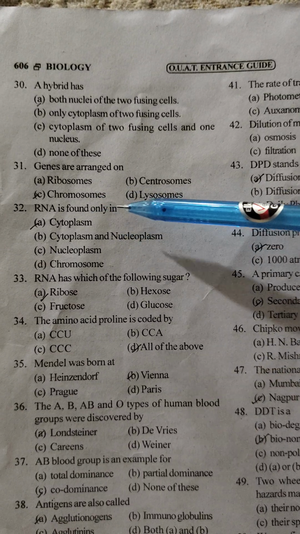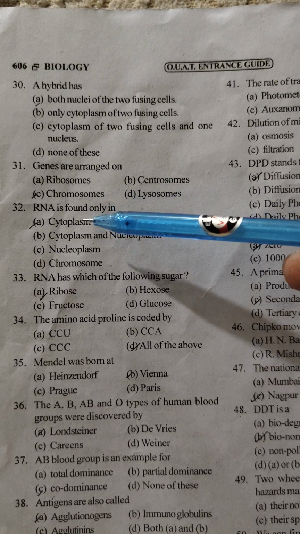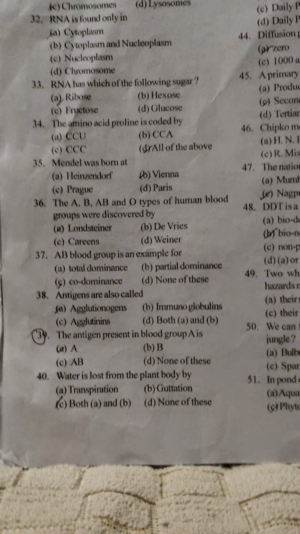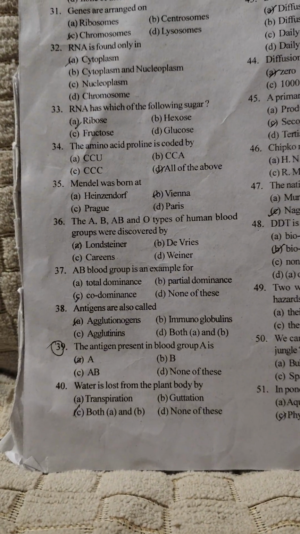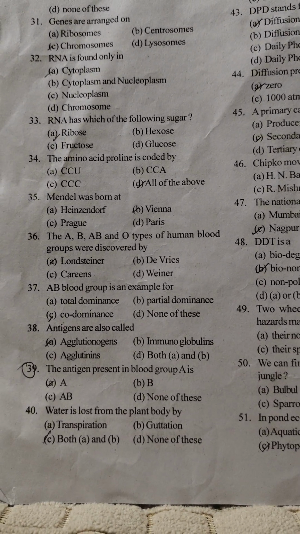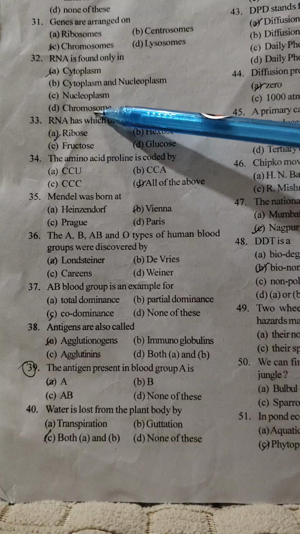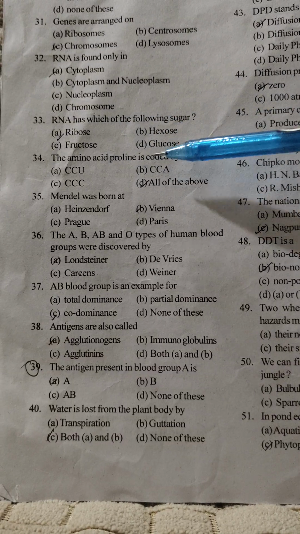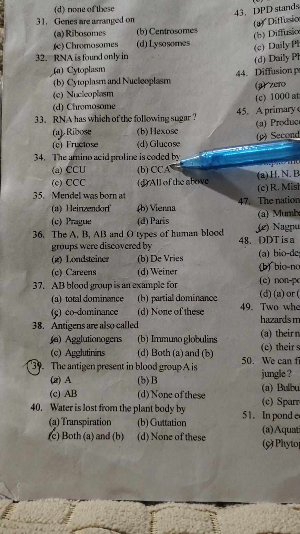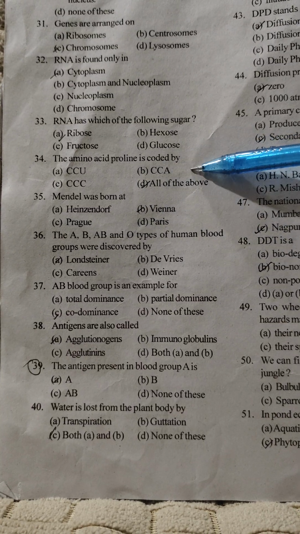RNA is found only in the cytoplasm. Okay. So then 33. RNA has which of the following sugar? RNA has ribose sugar. The amino acid proline is coded by CCU, CCA, CCC, all of them, that means all of the above.